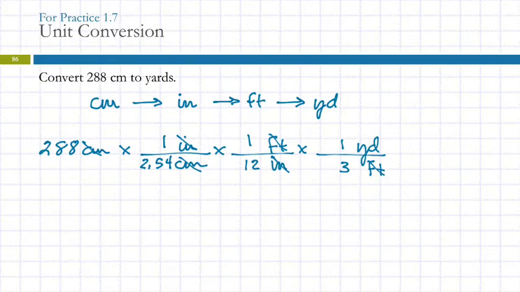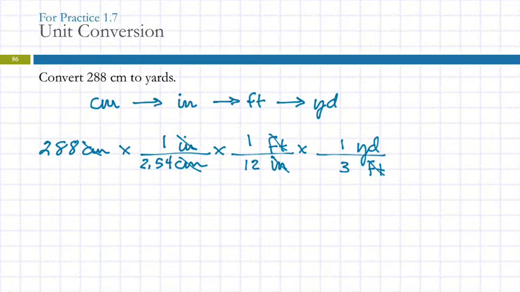Now I use my calculator. Do this in a systematic way. There's no need to write down intermediate values or anything. You take the 288, you multiply by the top of the next fraction, you divide by the bottom. Multiply by the top, divide by the bottom. Multiply by the top, divide by the bottom. Now, do you have to multiply by 1? No, you don't. Some people feel more comfortable doing that, so it's absolutely fine. It's also fine to skip it. So 288 times 1 divided by 2.54 times 1 divided by 12 times 1 divided by 3 equals.